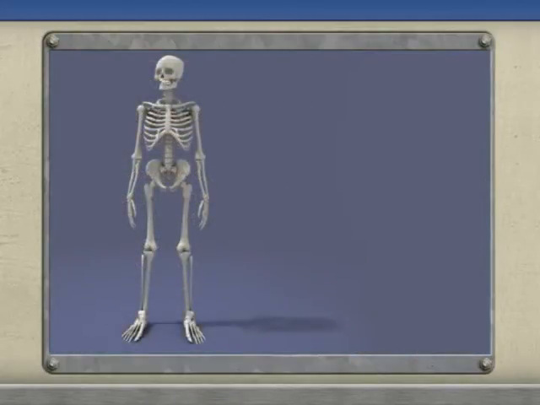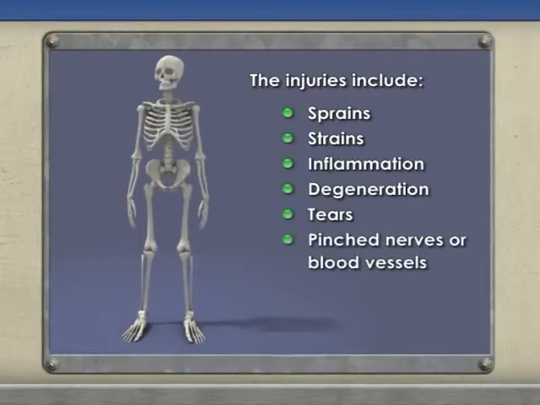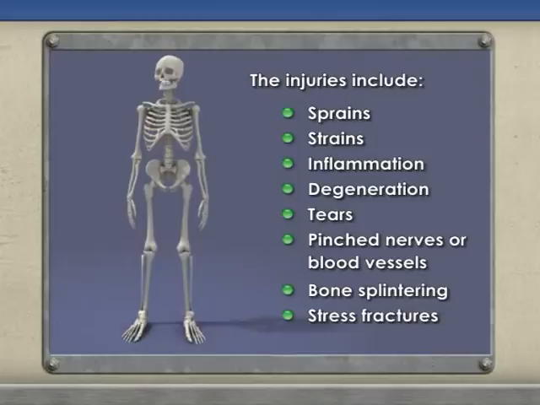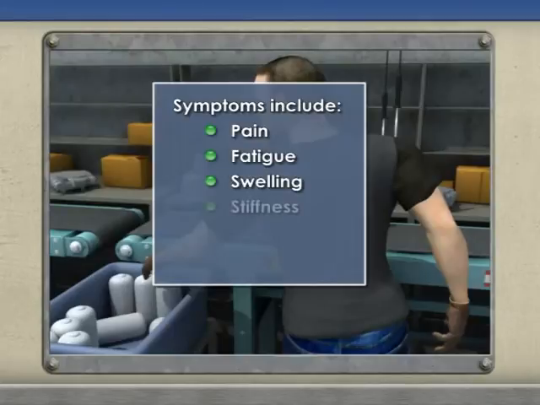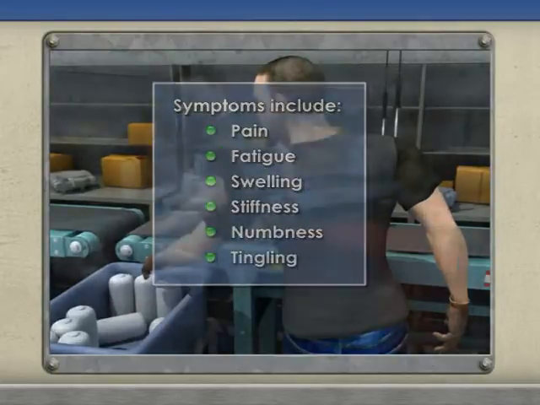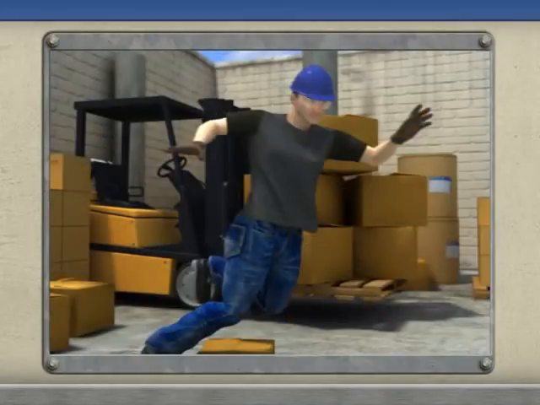Musculoskeletal disorders describe injuries or illnesses that affect one or more parts of the muscle and skeletal parts of the body. The injuries include sprains, strains, inflammation, degeneration, tears, pinched nerves or blood vessels, bone splintering, and stress fractures. Symptoms of these injuries include pain, fatigue, swelling, stiffness, numbness, and tingling. These problems are generally the result of a gradual or chronic development, although sudden events such as trips or falls may also lead to an MSD. MSDs are usually defined primarily by the location of the pain.